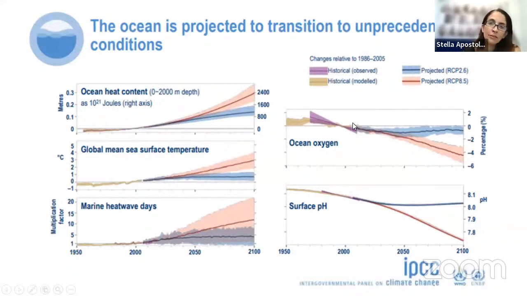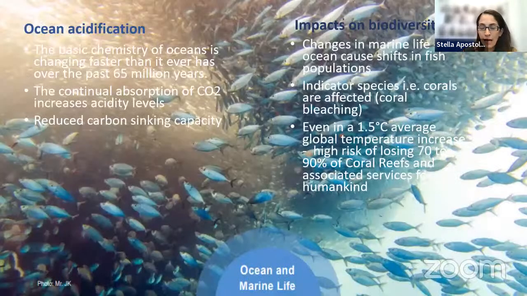So continuing with the impacts of climate change in the oceans, we have already talked about sea level rise, about the global mean sea surface temperature. We can see that the sea level is rising, temperature is rising, the number of heat wave days in the oceans is rising, the ocean heat content is increasing, and on the other side we have ocean dissolved oxygen, which is in decrease, and we also have a drop in the surface pH. What does this mean? Drop in the pH means more acidic environment, which may affect wildlife and the different species and the ecosystem as a whole.